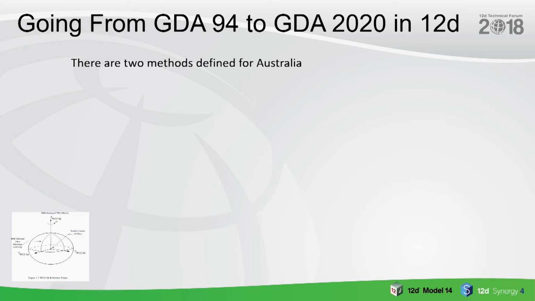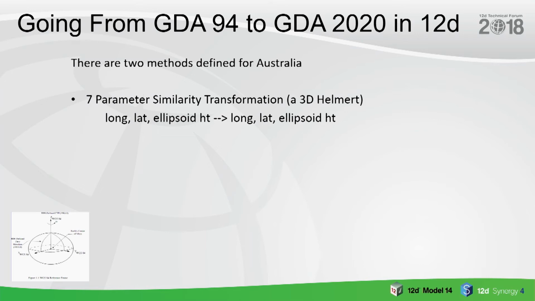In 12D, there are two methods defined for Australia. What's called a 7-parameter similarity transformation, i.e. a 3D Helmert transformation. But it works on longitude, latitude and ellipsoid height, and it goes to longitude, latitude, ellipsoid height. Then we project it back. But if you don't have ellipsoid heights, like you don't have for cadastre, that's useless to you.